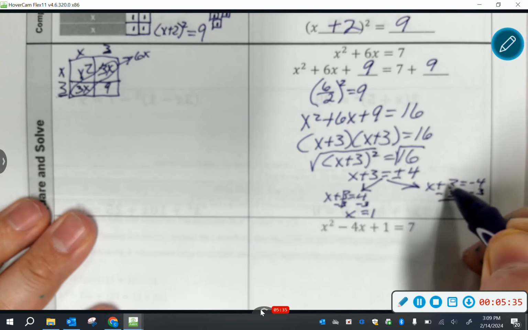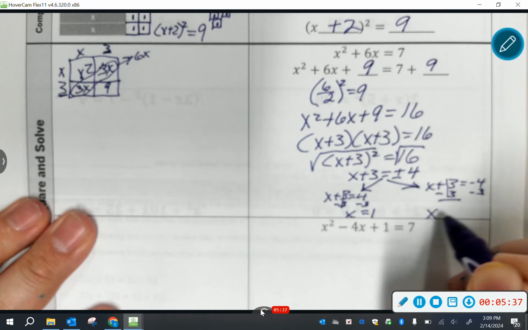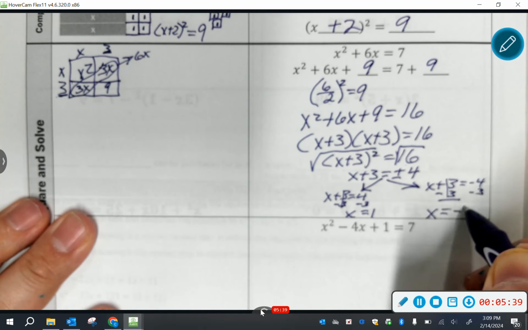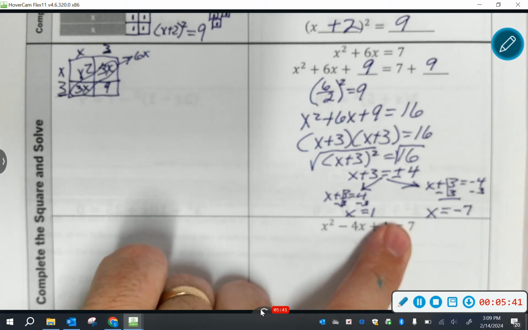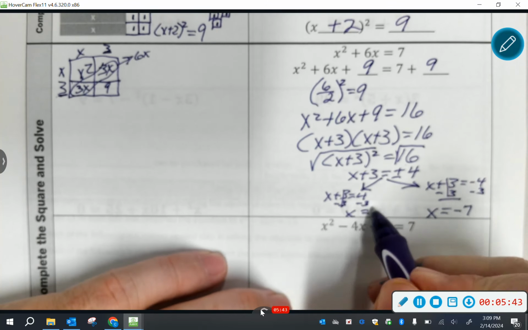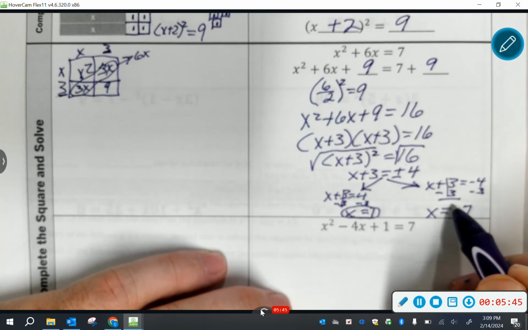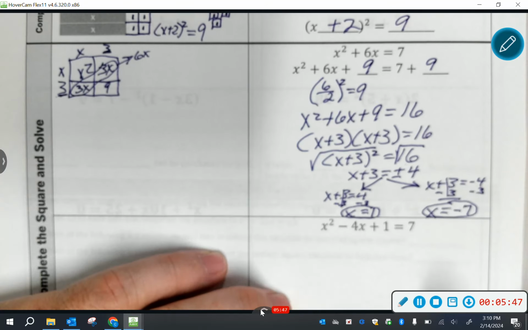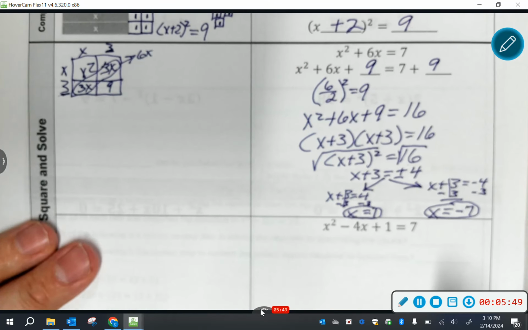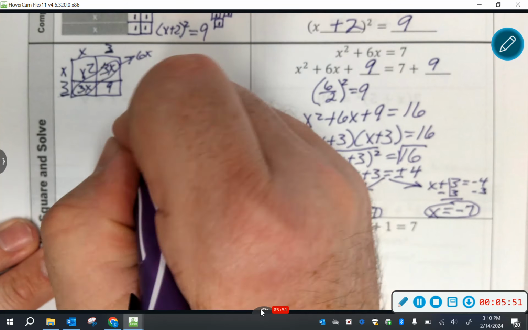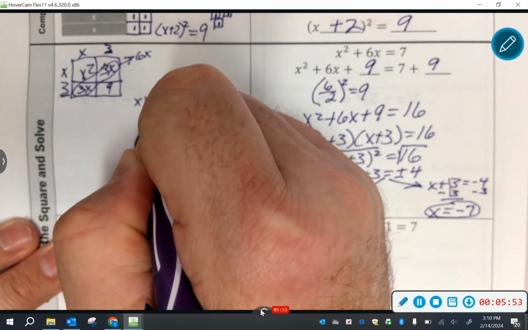Okay, so this will cancel. And that's going to give me x is equal to negative 7. So my two solutions are going to be x equals 1 and x equals negative 7. Now to make sure these are correct, I would set up my table like this.